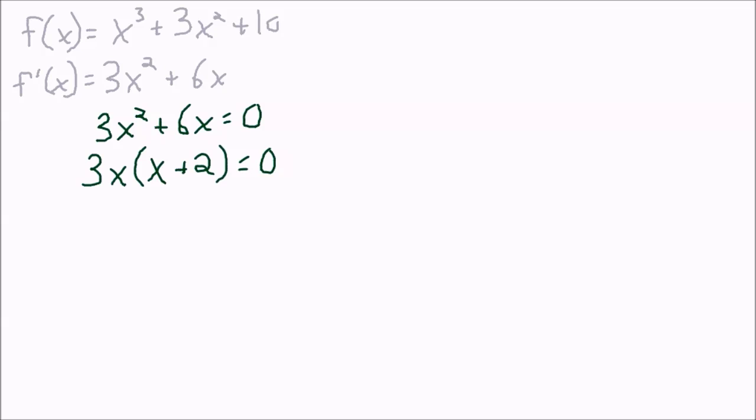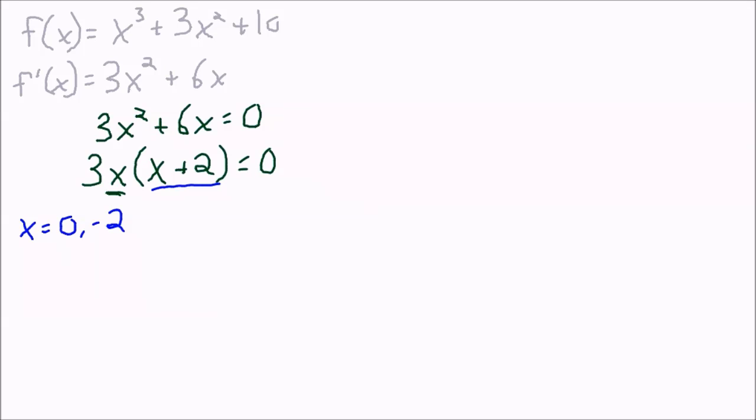Alright, so now let's look at both of these and find out what values give us 0. We can see that 3 times x times x plus 2, if this x is a 0 right here, that makes everything 0. So one of my critical points is when x equals 0. When we look here, x plus 2 equals 0 when x is negative 2. So my other critical point will be negative 2.